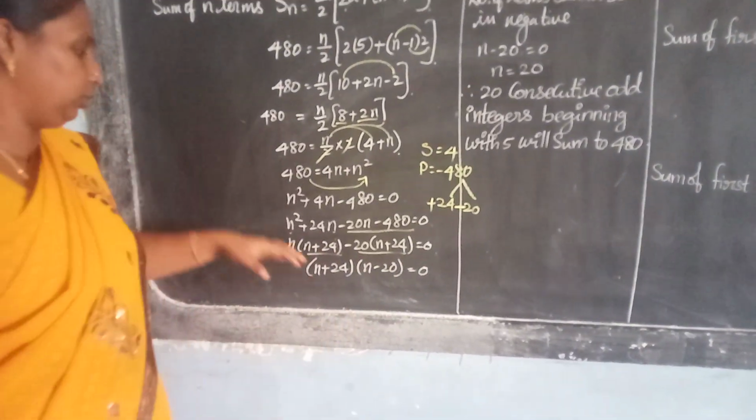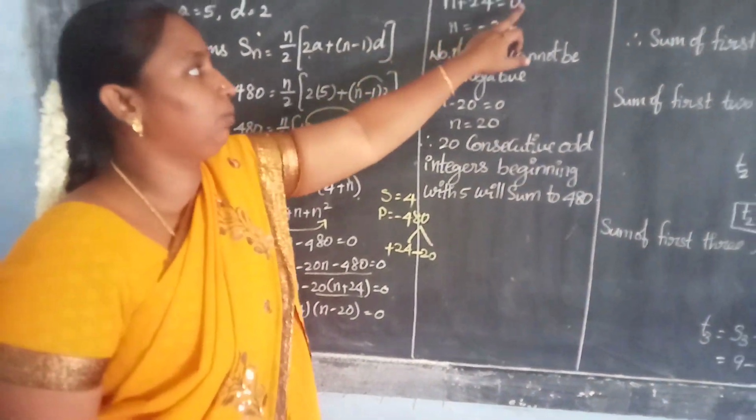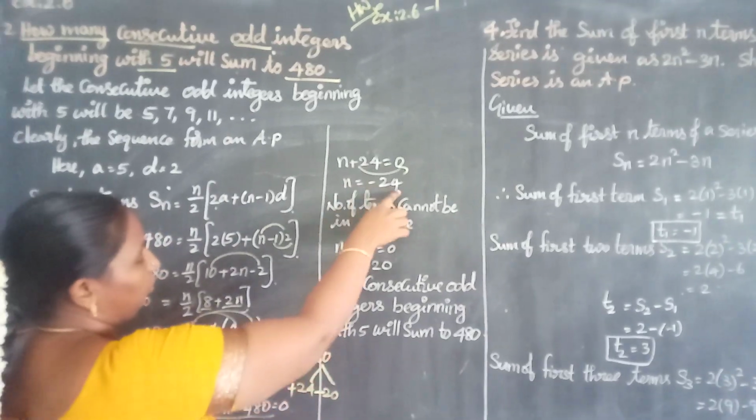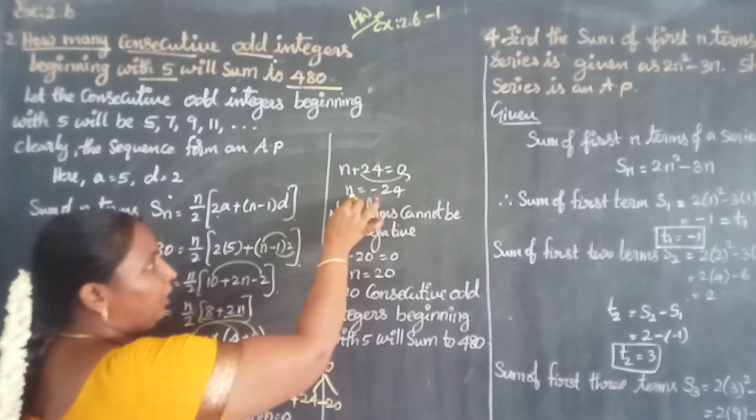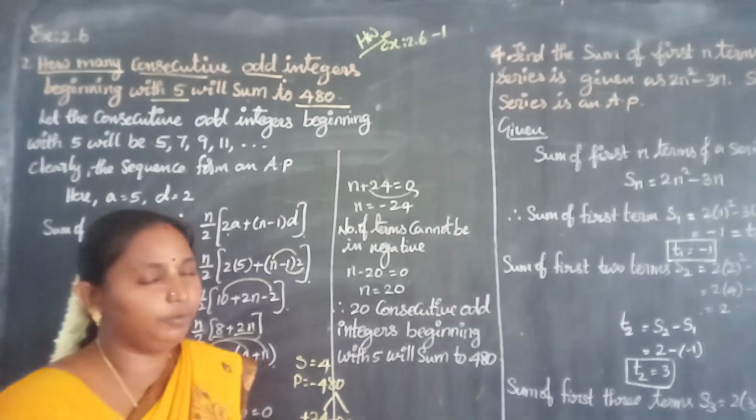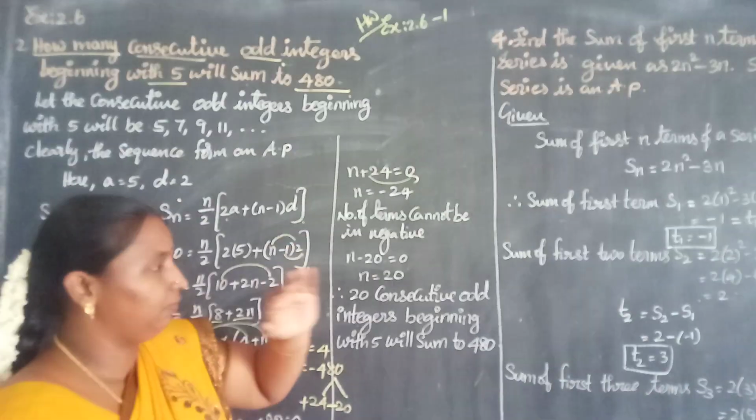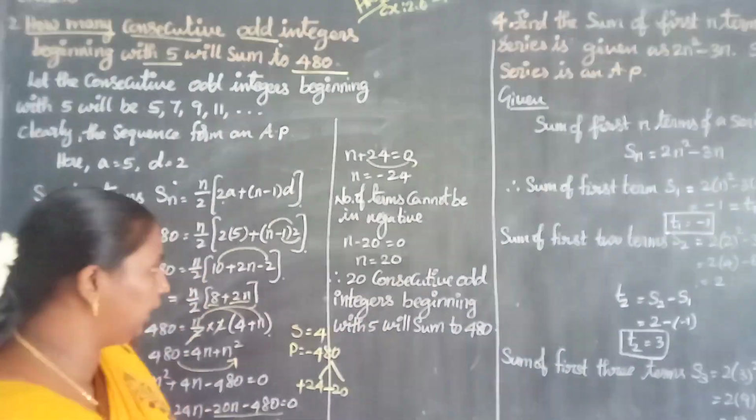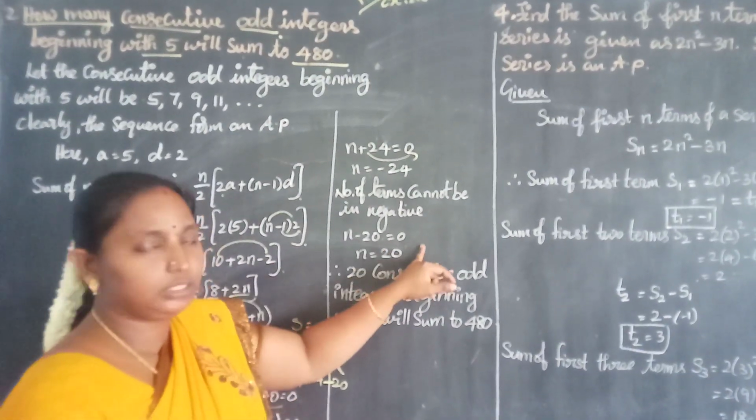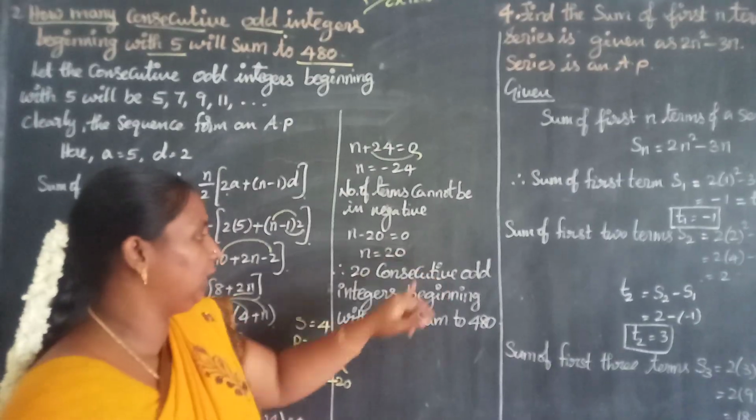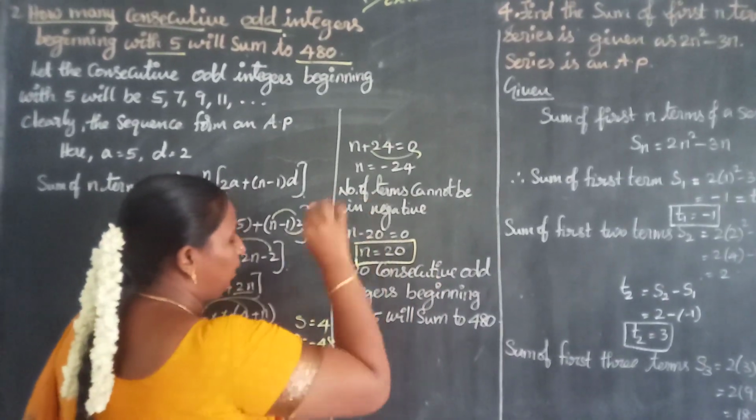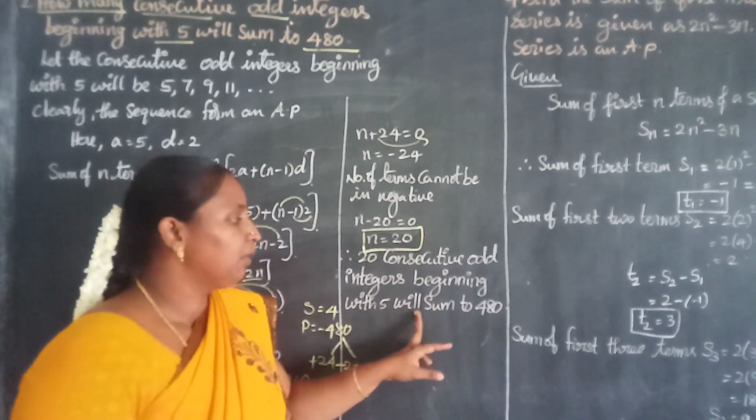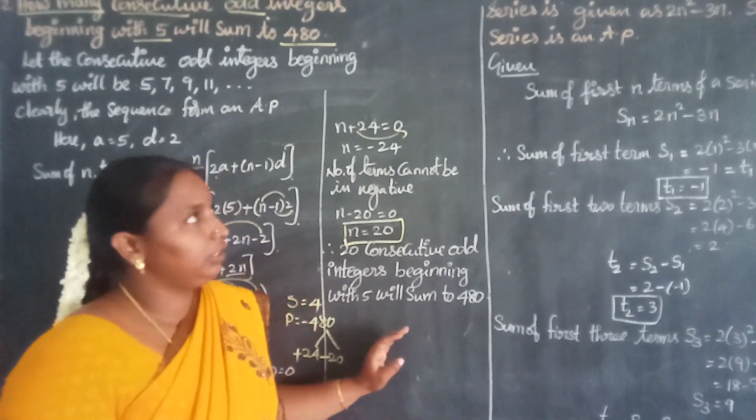Here we got two values for n. First, n plus 24 equals 0, then plus 24 goes to the other side as minus 24, so n equals minus 24. The number of terms cannot be negative. I already told you before the sum that the number of terms should not be negative. Next, take n minus 20 equals 0. So minus 20 goes to the other side and becomes plus 20. n equals 20. So the number of terms is 20: 20 consecutive odd integers beginning with 5 will sum to 480. Did you understand this?